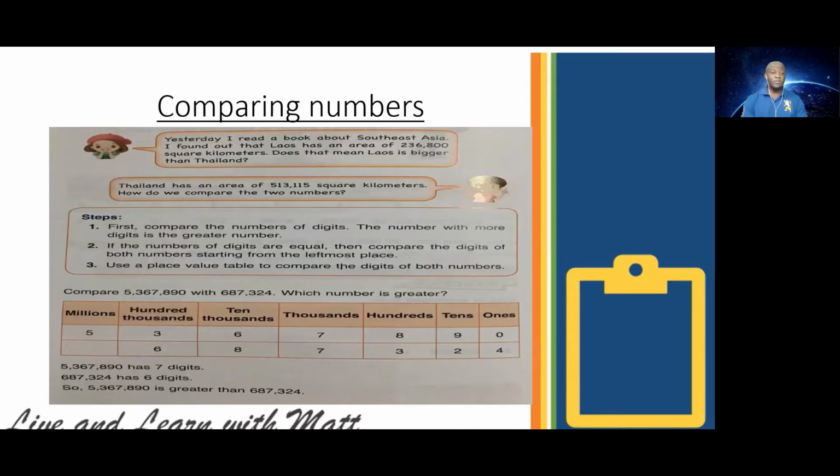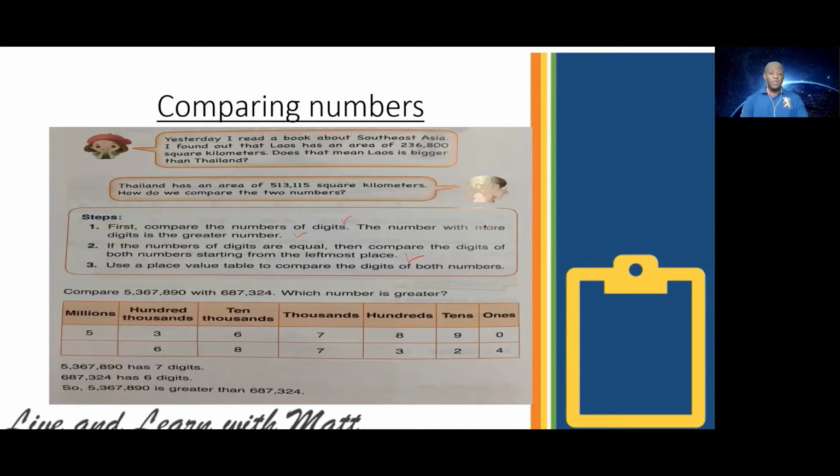First, compare the numbers of digits. The number with more digits is a greater number. Number two, if the numbers of digits are equal, then compare the digits of both numbers starting from the leftmost places. And number three, use a place value table to compare the digits of both numbers.